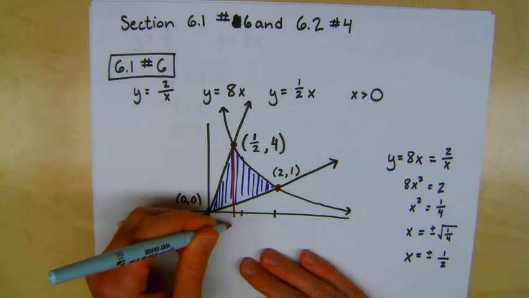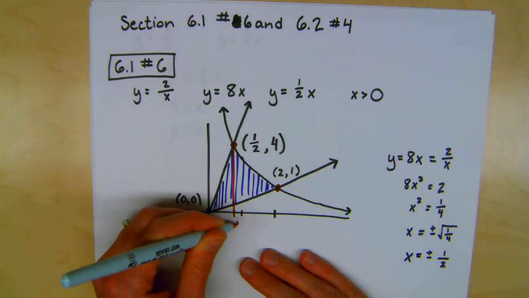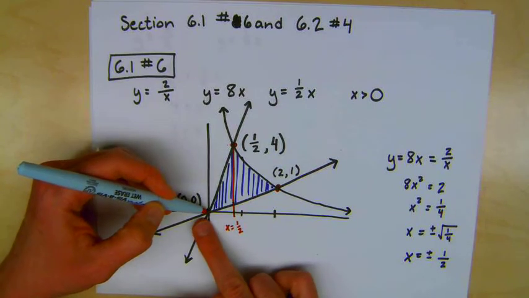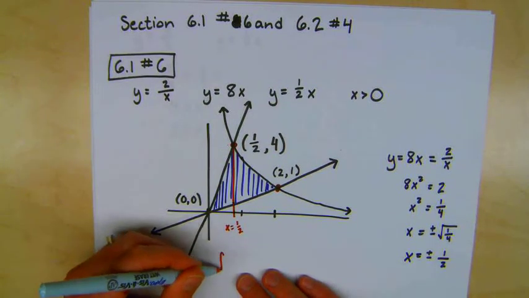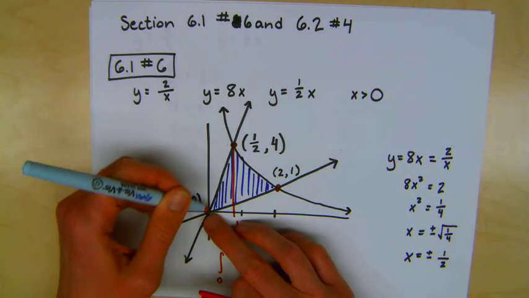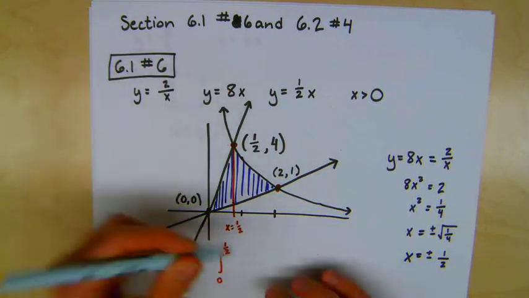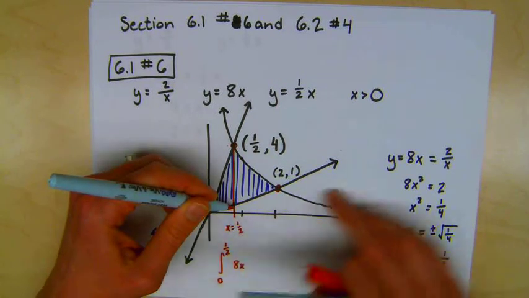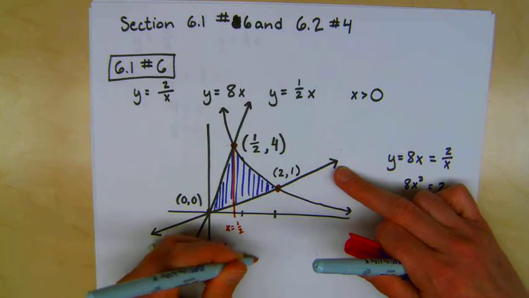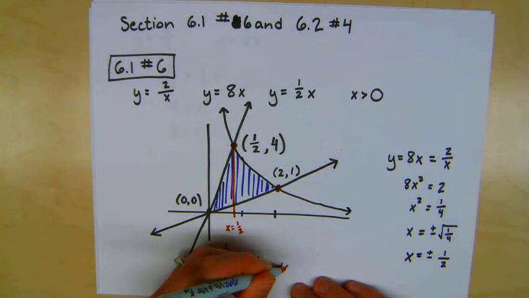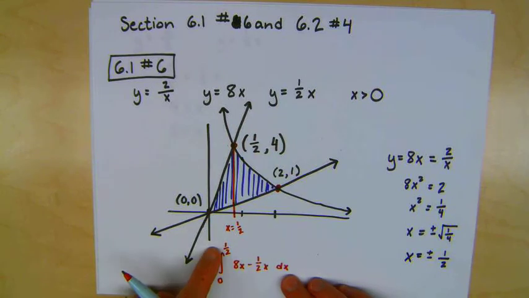And we know that the x value is x equals 1/2. And so we're integrating as our x values go from 0 to 1/2. And the upper curve in this case is the curve 8x. The lower curve in this case is the curve 1/2 x, and we're integrating with respect to x. This is going to be our first integral.